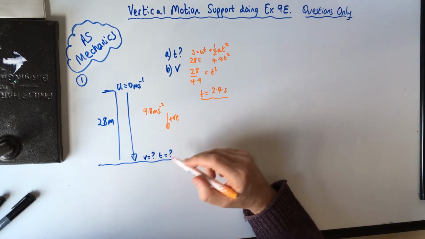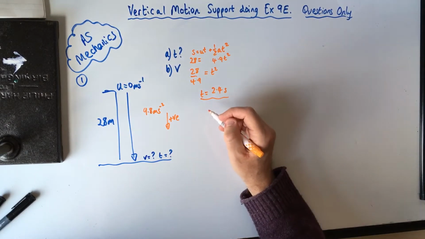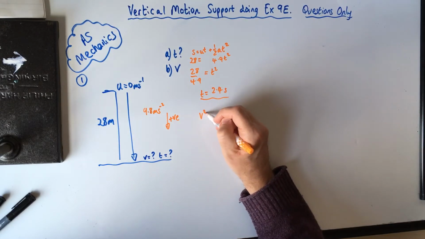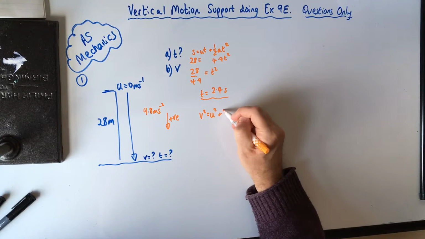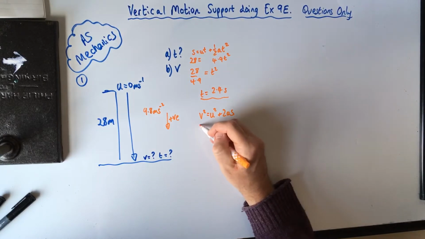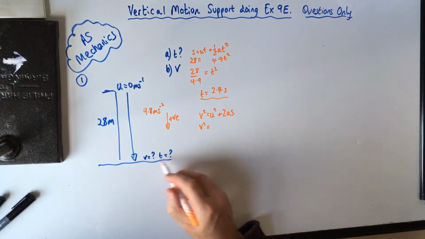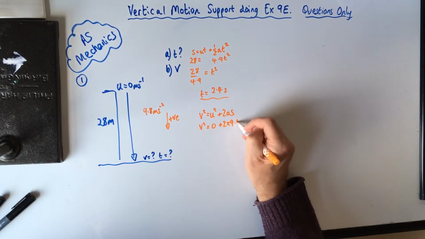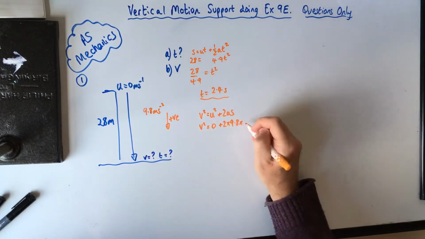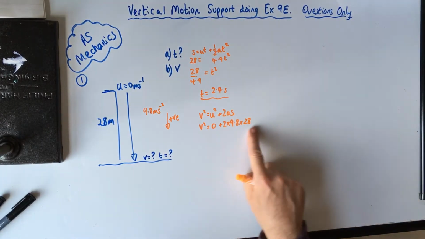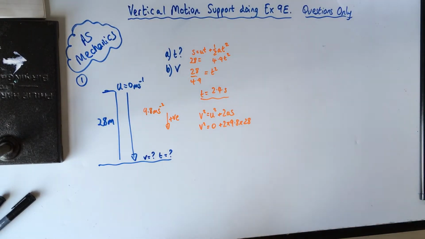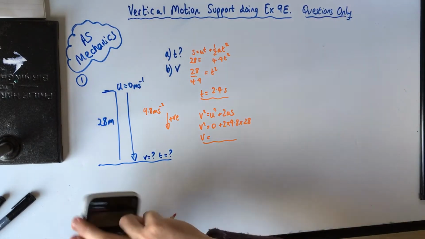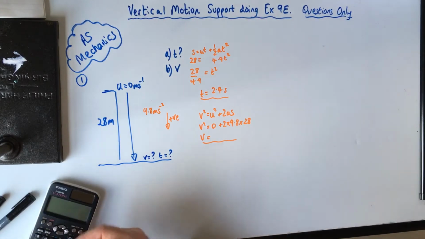And you've also got to work out the velocity. So we're not using a rounded-off value, you can go v squared equals u squared plus 2as. So the velocity squared is equal to u squared, which is 0, plus 2 times 9.8 times 28. So work that out and square root it to get your velocity. Yeah, I think I'm just going to move on. You can work that out.